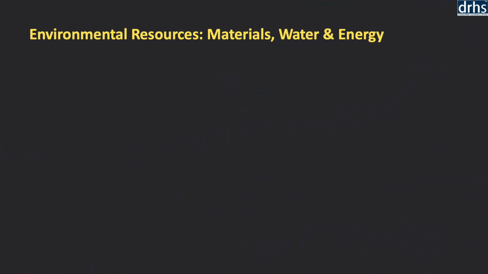Slide 8. Environmental resources, materials, water and energy. The depiction of environmental resources, materials, water, and energy within the GRI framework underscores the centrality of resource stewardship in contemporary sustainability reporting. These standards collectively articulate how organizations interact with, depend upon, and impact finite natural resources, thereby shaping their environmental footprint and long-term resilience.